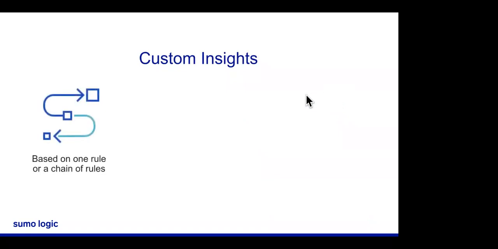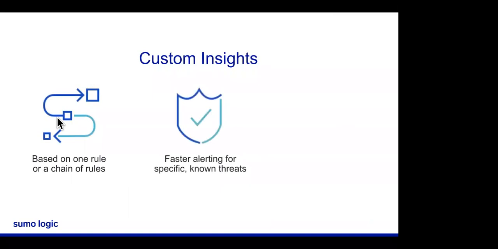So again, custom insights, I can base it on a rule or a chain of rules, a bunch of different rules if I want to. Again, I want to do faster alerting based on things. I don't need to create a custom rule per se. I just need to create a custom insight so that the insight fires off faster.